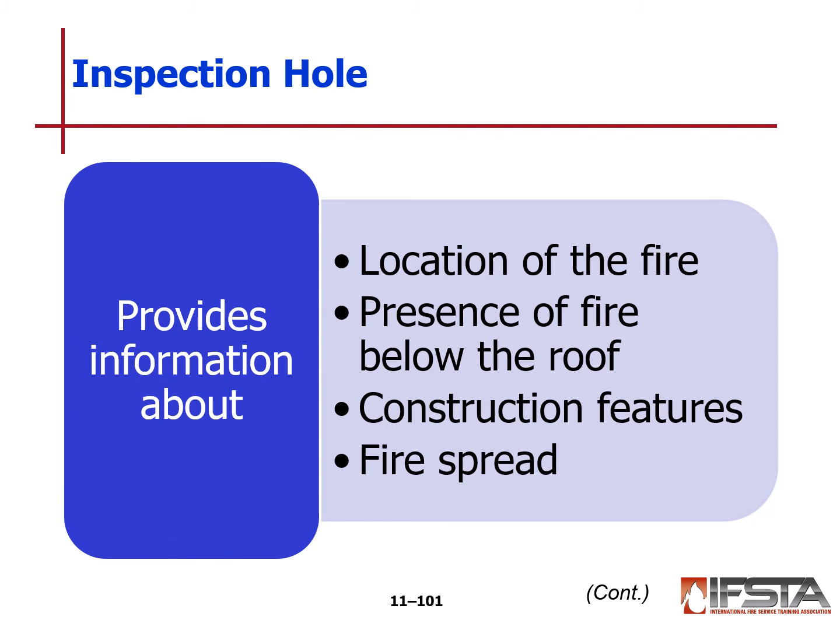Cutting an inspection hole provides some information about the location of the fire, presence of fire below the roof where you're at. It could clue us in on some construction features, whether or not we have rafters or trusses or what type of support material is below it. And it can tell us some information about the spread of fire.